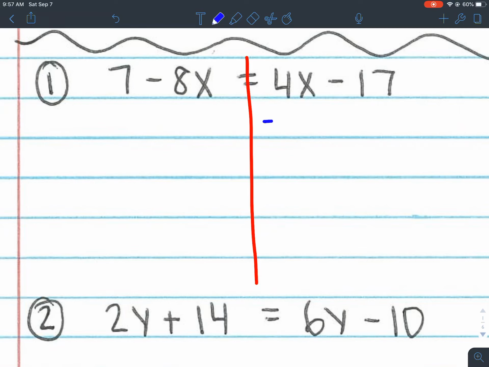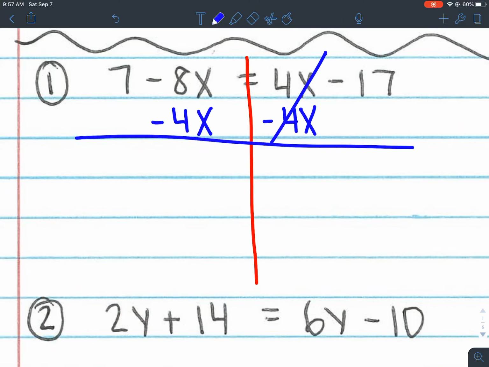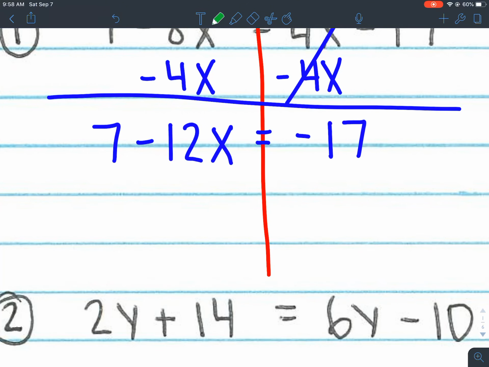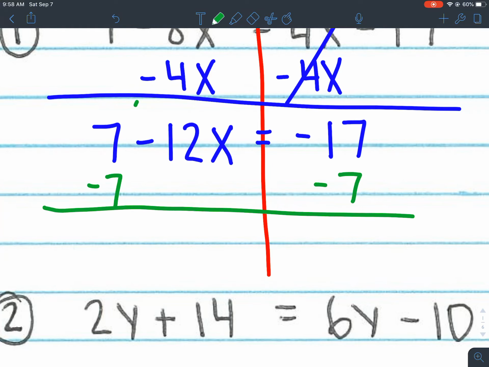And the way I'm going to do that is by subtracting 4x, because it's positive over there. And I subtract it from the 8x because the x's are like terms. I can't subtract it from 7. So these are going to cancel, and I have 7 minus 12x equals negative 17. Okay, next step, I want my x by itself, remember? So now I'm going to subtract 7 on both sides. Those cancel. I have negative 12x equals negative 24.